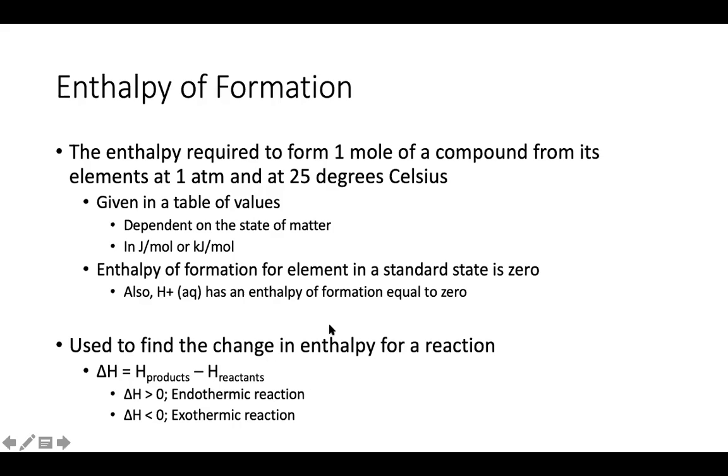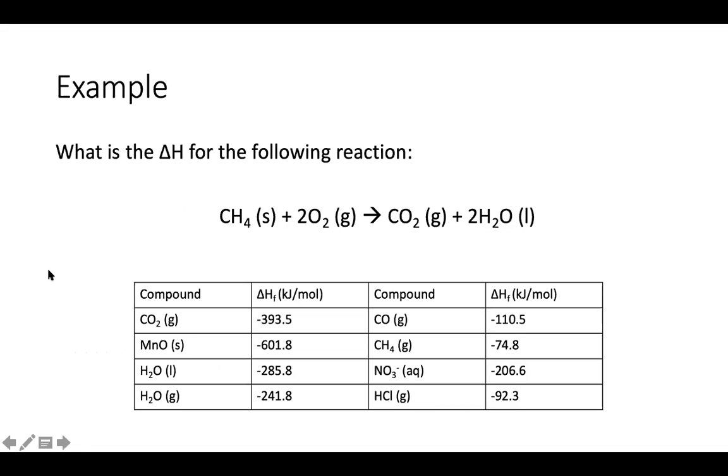Okay, and how do we calculate this? Again, the change in enthalpy for a reaction is equal to the enthalpy of all of our products minus all of our reactants. We're just going to jump right into a problem. What is the delta H for the following reaction? This is quite literally something they could ask straight up on an exam, and they typically do every year. Methane plus oxygen gas goes to CO2 gas and liquid water. They'll give you a table just like this, with all your compounds and enthalpy of formation values in kilojoules per mole.